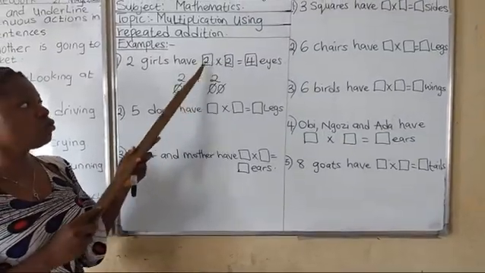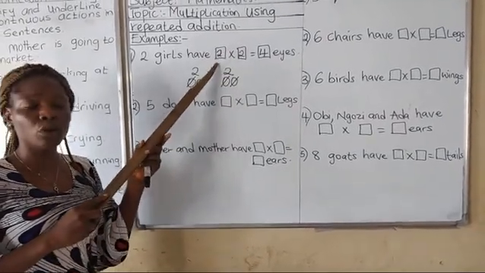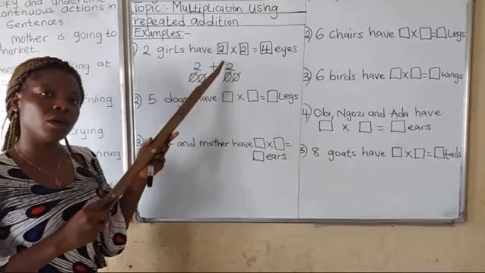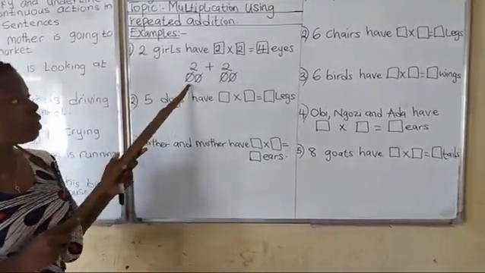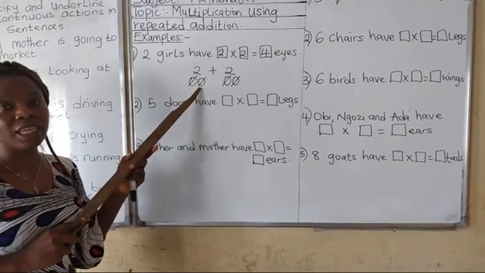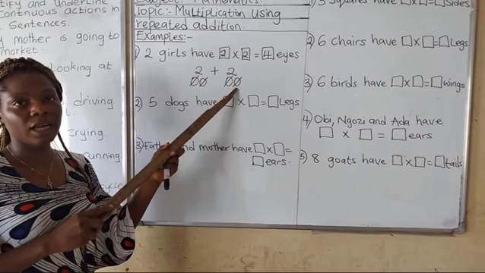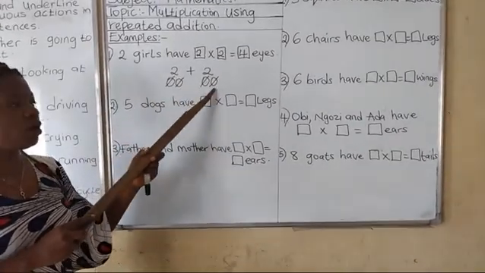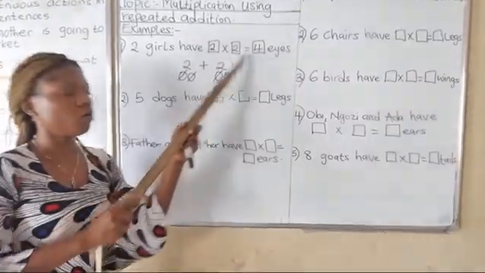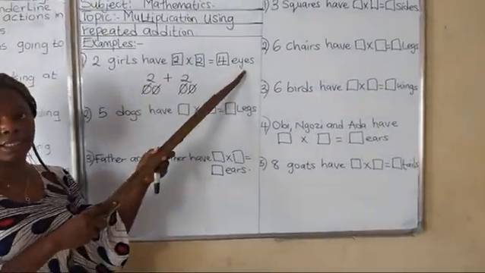Then you have something like this. 2 times 2 simply means these 2 into 2 groups, or 2 into 2 places, which is 2 plus 2. We used zeros to represent our numbers. 1, 2, 1, 2. After that, you count together. 1, 2, 3, 4. And our answer is what? 4. So 2 girls have 4 eyes.